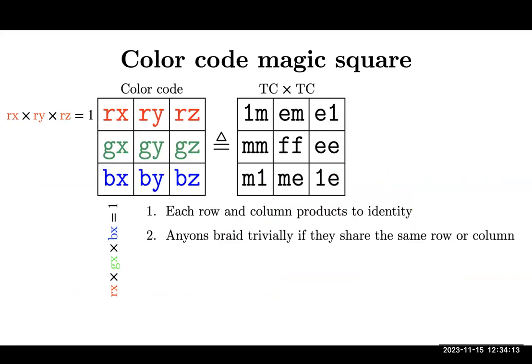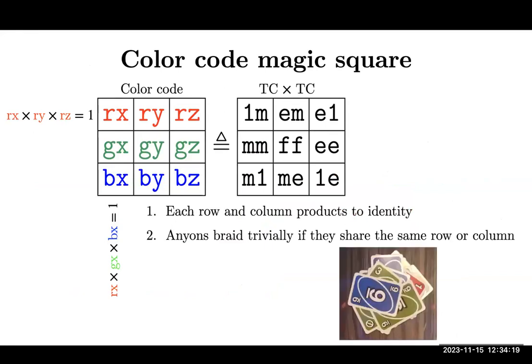Third property, I messed up the numbering here, but anyons braid according to this rule. So every anyon here braids trivially if they share the same row or the same column. So you can also see here, for example, this one will braid trivially with these two and these two, but will not braid trivially with the remaining. So you can see that on the lattice, the way I've written the color code, it makes a lot of these symmetries of two copies of toric codes manifest.